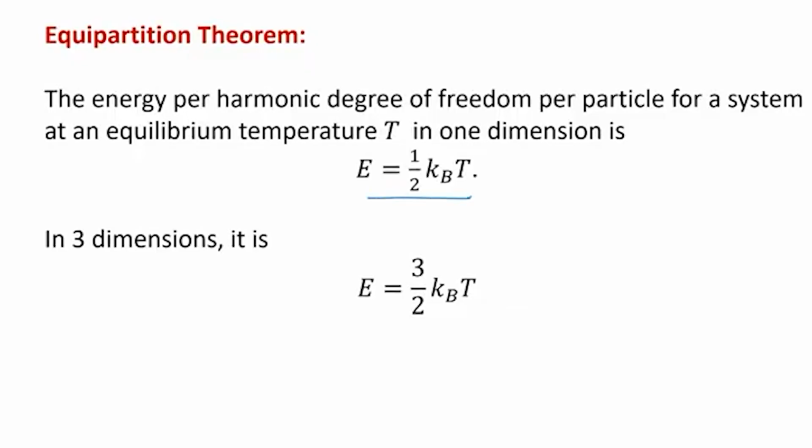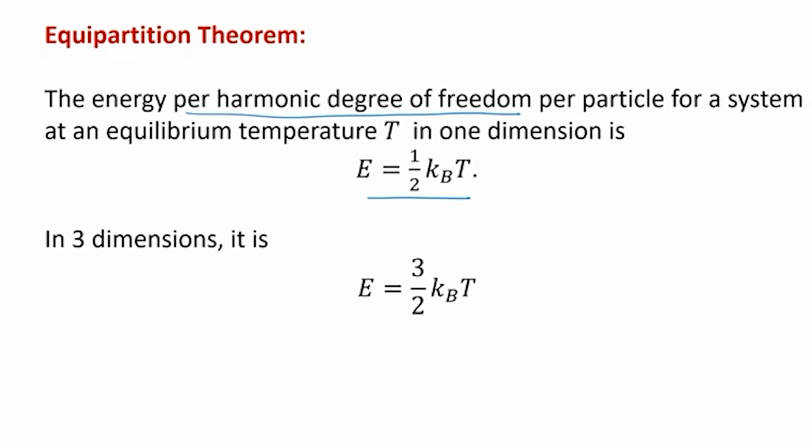Let us now look at what is called the equipartition theorem. The statement is very important. The statement says that the energy per harmonic degree of freedom per particle for a system at an equilibrium temperature T in one dimension is given by E equal to half kT. Okay. So, this is an important statement. It says per harmonic degree of freedom. This is an important thing, because there could be a different number of harmonic degrees of freedom.